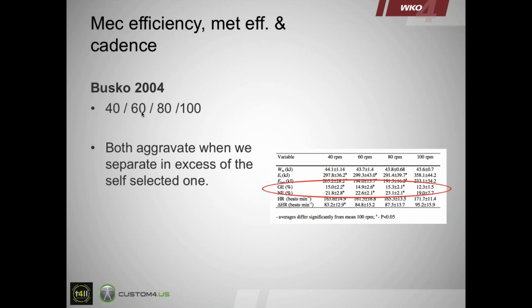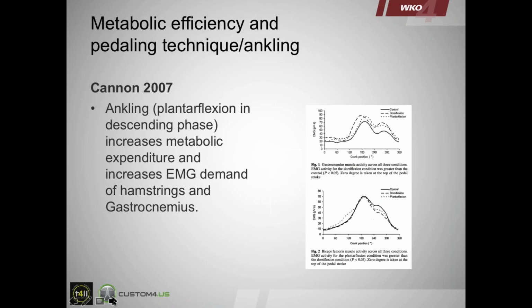Here in the same study, he compared different cadences: 40 RPM, 60 RPM, 80 RPM, and 100 RPM. They are aggregated when we separate from the self-selected one. So, like the other study, if we tell the cyclist to use a cadence that they are not used to, the metabolic efficiency decreases.